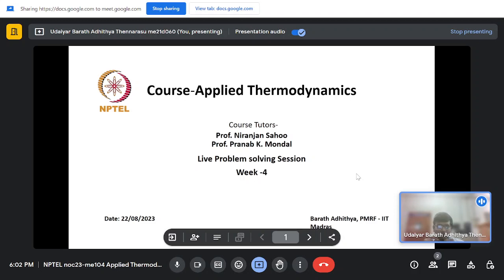So I'll be taking the week 4 course today, and this week we are looking at the components of the steam turbines, the types of steam turbines, the type of condenser, and the type of boiler, and we also look at the nozzles which are used in the turbine. So we'll be looking at that, and we'll see some multiple choice questions and also some numericals on that.